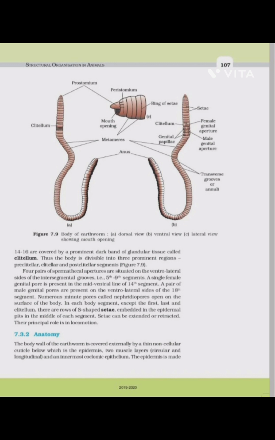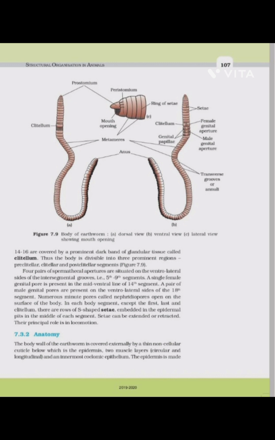Numerous minute pores called nephridiopores open on the surface of the body. In each body segment except the first, last, and the clitellum, there are rows of S-shaped setae embedded in the epidermal pits in the middle of each segment. Setae can be extended or retracted. Their principal role is in locomotion.